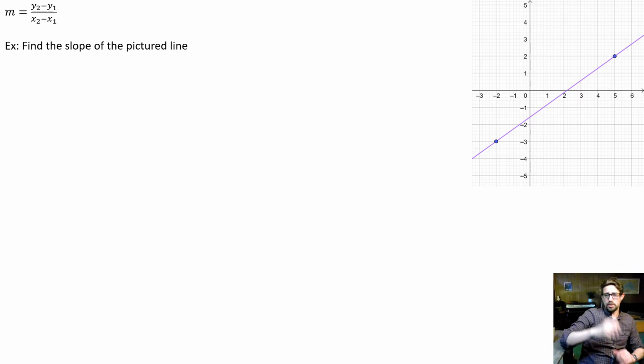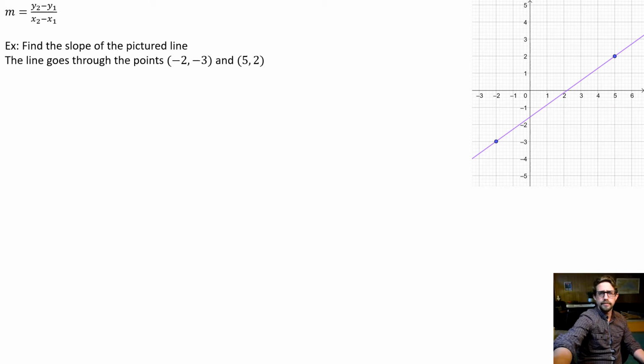So these points aren't special, they're just the ones we marked. So the first thing you have to do is you have to know how to read 2 points. So that first point is -2, -3, and that second point is 5, 2. All right, and then you just have to use a formula. So it's certainly not hard, it's just subtracting numbers and dividing them.